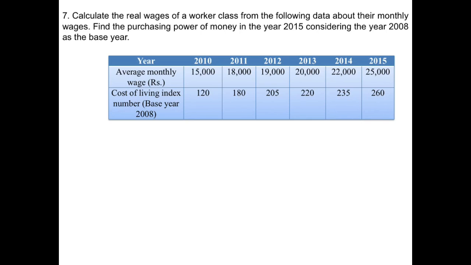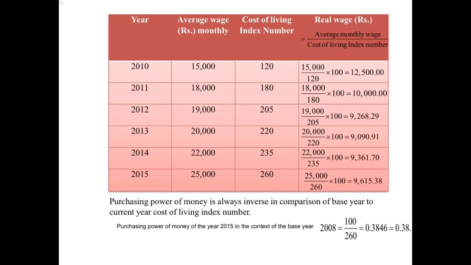Now what is the formula for real wages? The formula for the real wages is average monthly wages divided by cost of living index number into 100. Again I repeat, average monthly wages divided by cost of living index number into 100. This is the formula for real wages.